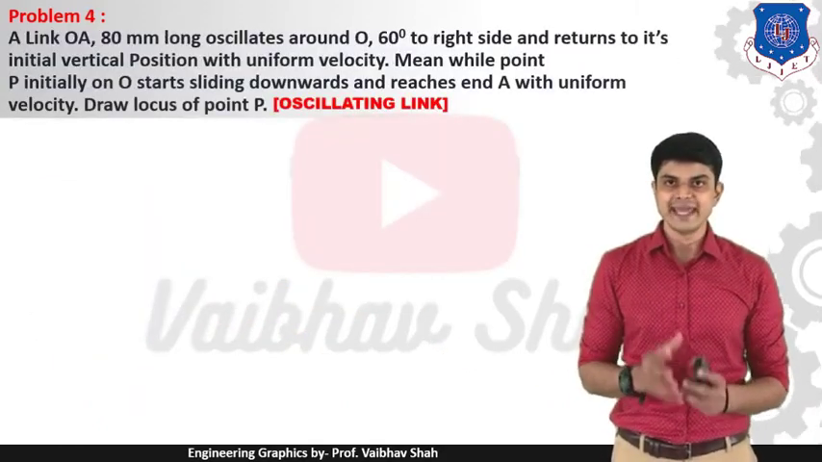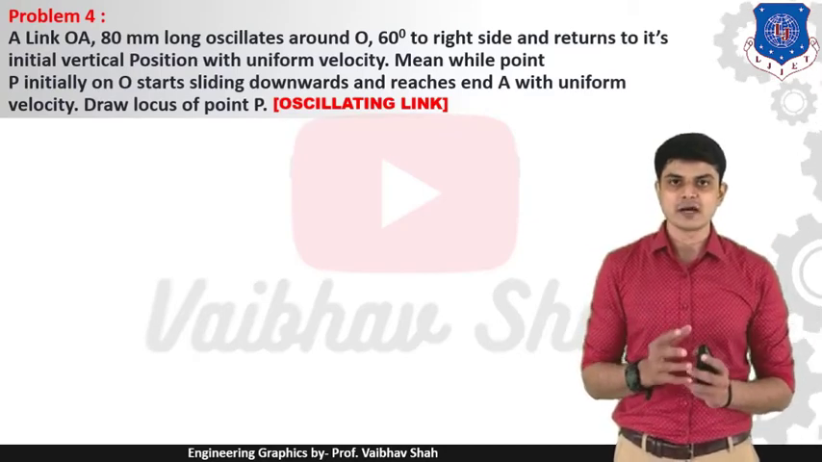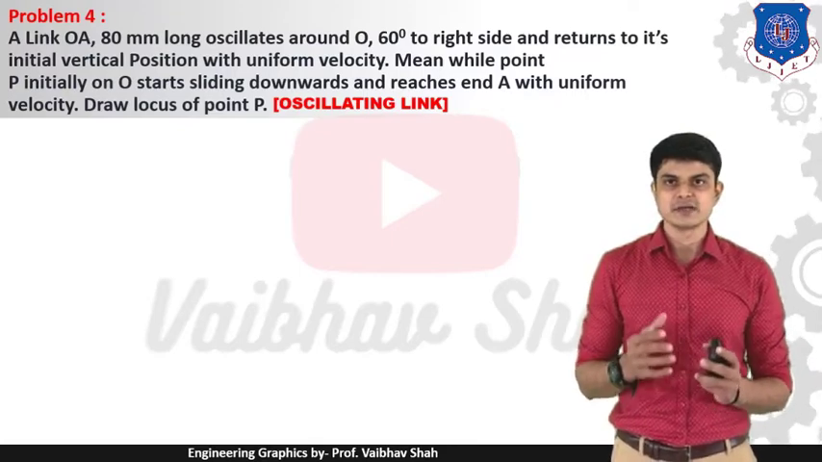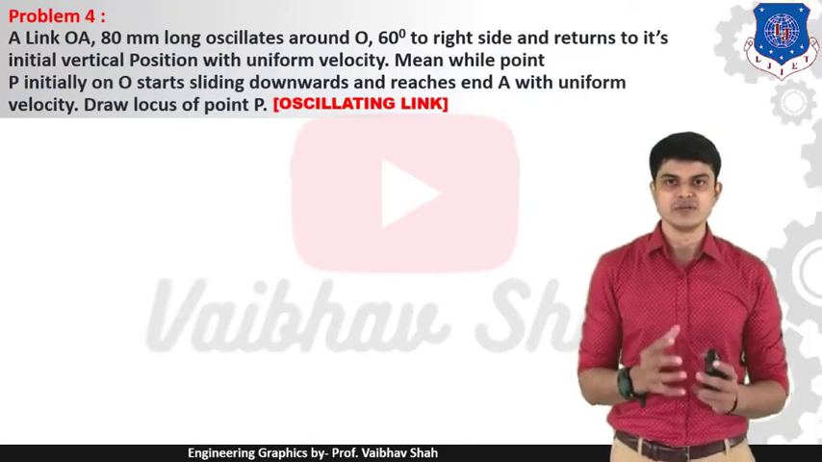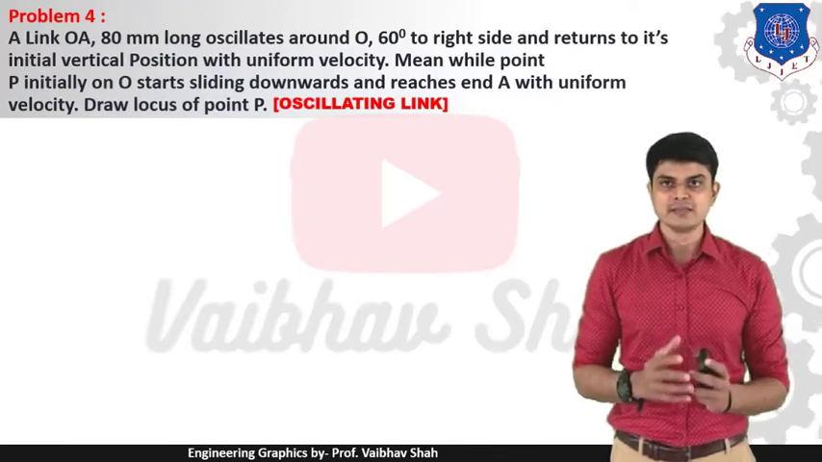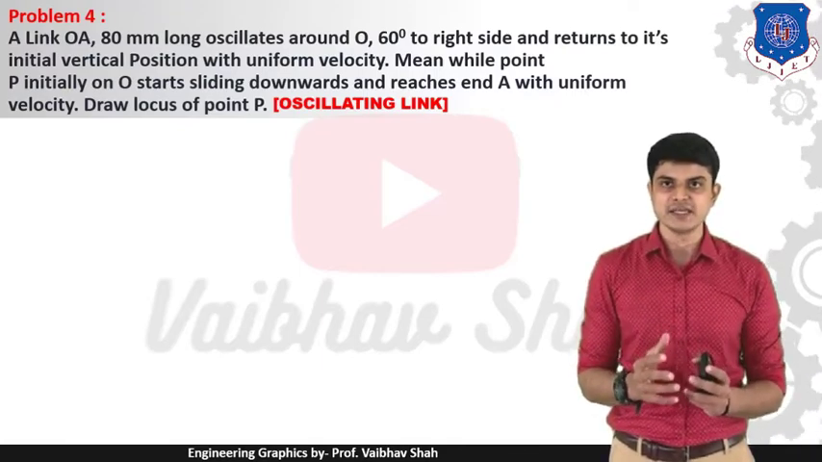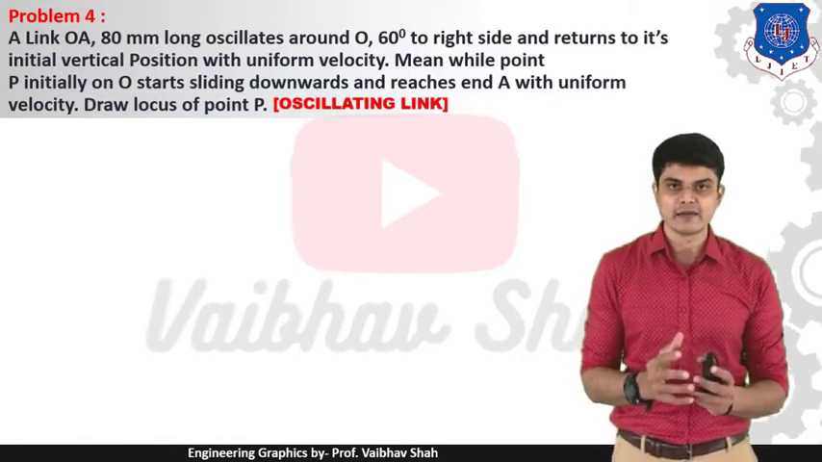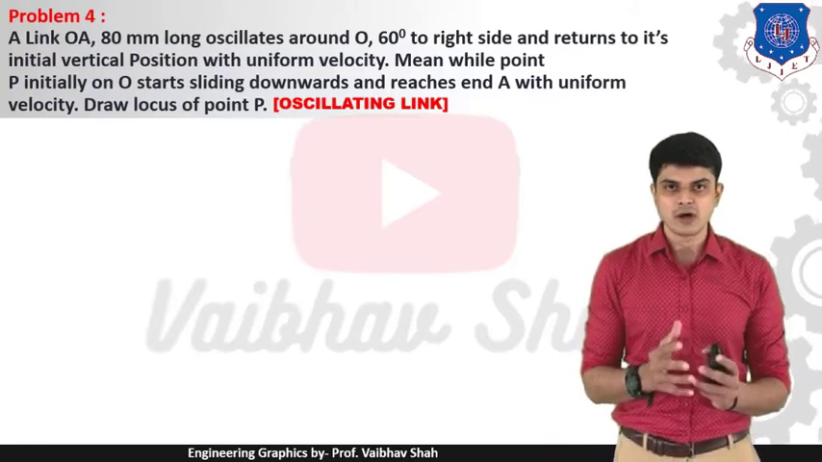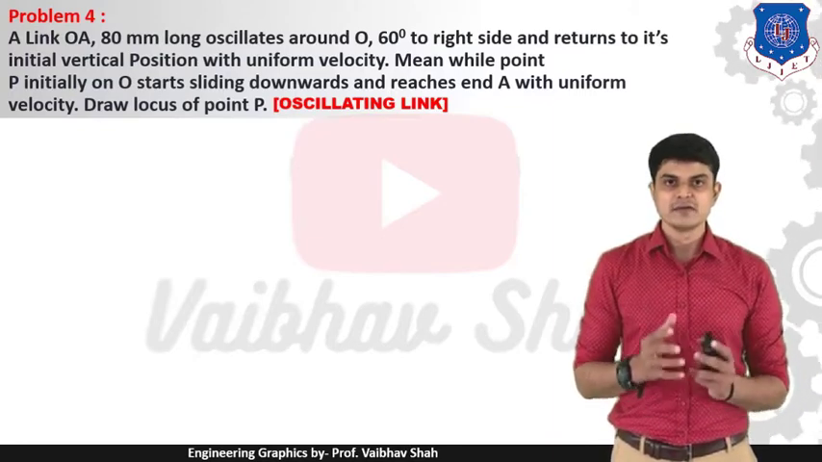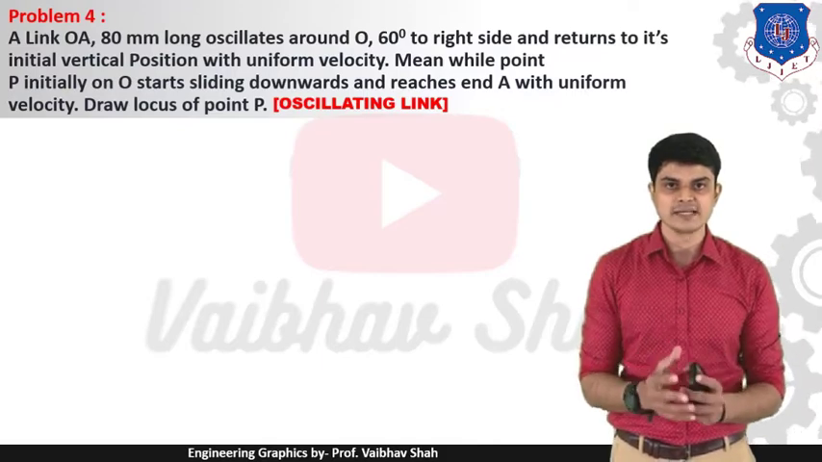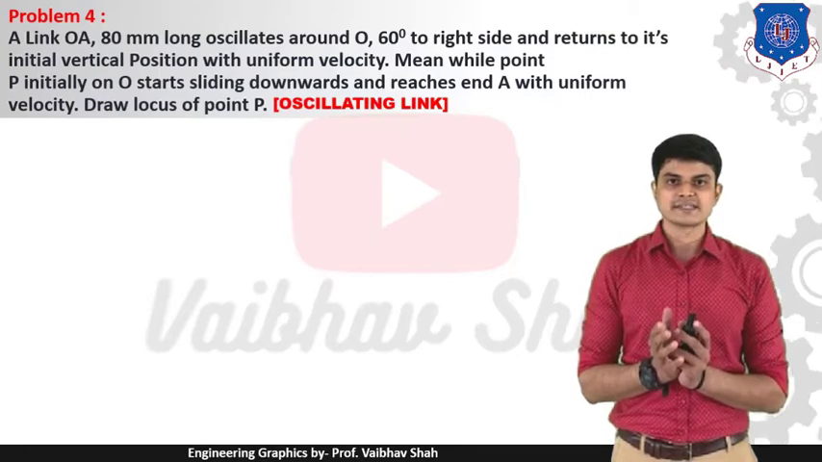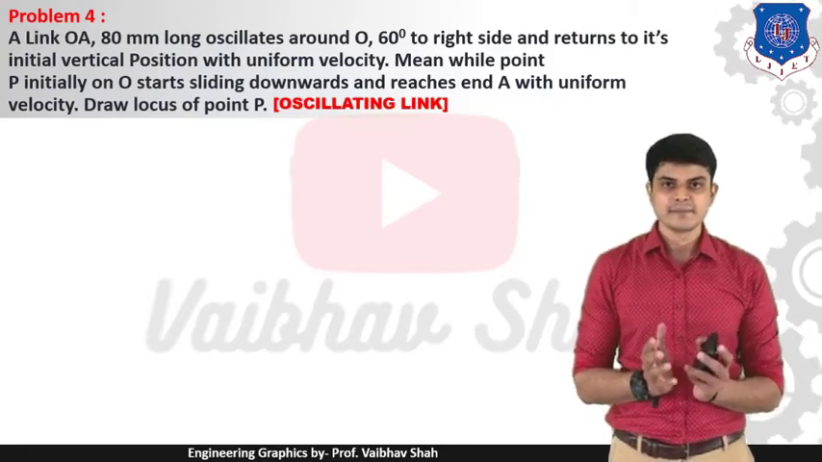So problem number 4. A link OA 80 mm long oscillates around point O 60 degrees to the right hand side and returns to its initial vertical position with uniform velocity. Meanwhile, the point P, which is initially at O, starts sliding down and reaches the end point A with uniform velocity. Draw the locus of point P, and this is the case of an oscillating link. So here we might have one oscillating link which oscillates about the center point like a pendulum.